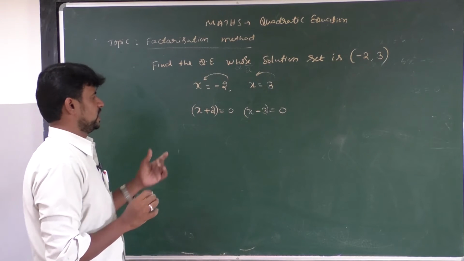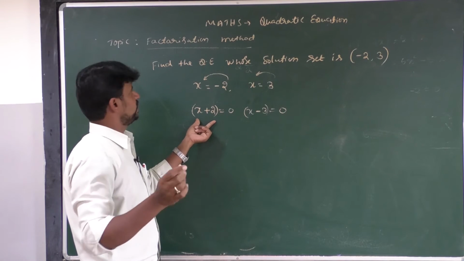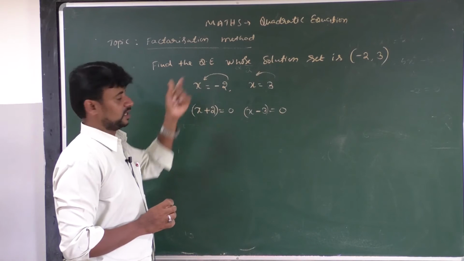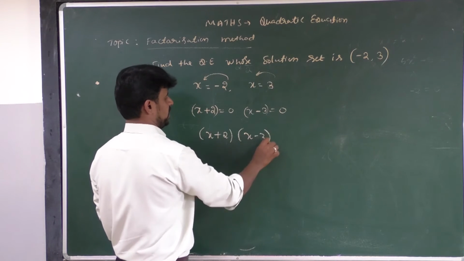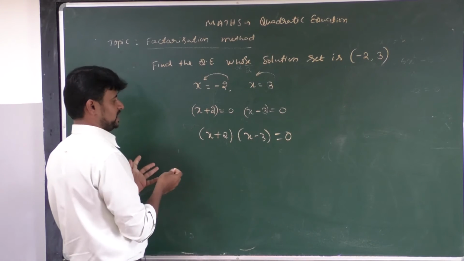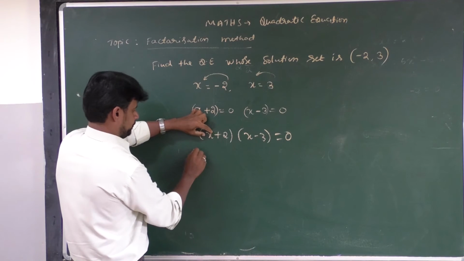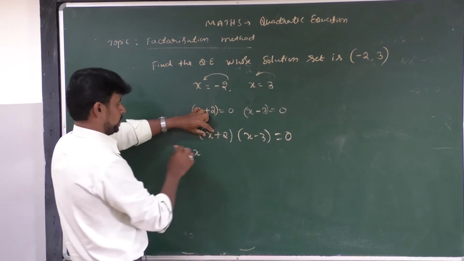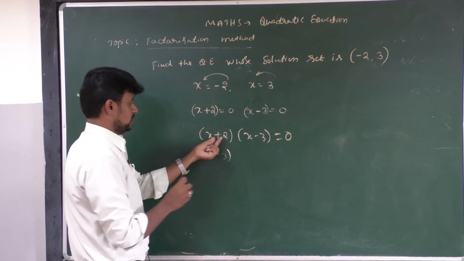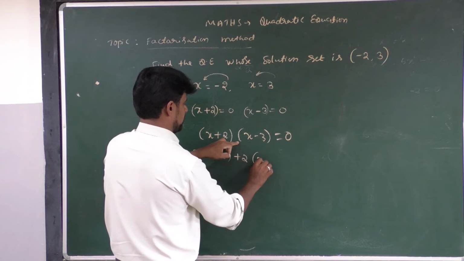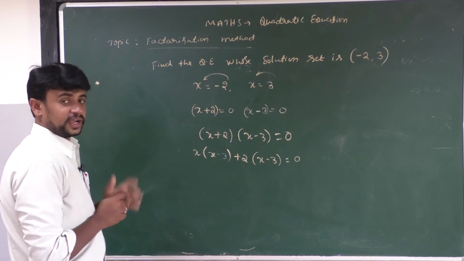What is the next step? Very simple. You have to multiply these two factors. If you multiply these two factors, you will absolutely get the quadratic equation. Multiply these two now: (x + 2)(x - 3) = 0. When we multiply this, a very simple method is there. From x, you have to multiply x - 3, as well as from +2, you have to multiply x - 3 = 0. This is the simple way to find the quadratic equation.